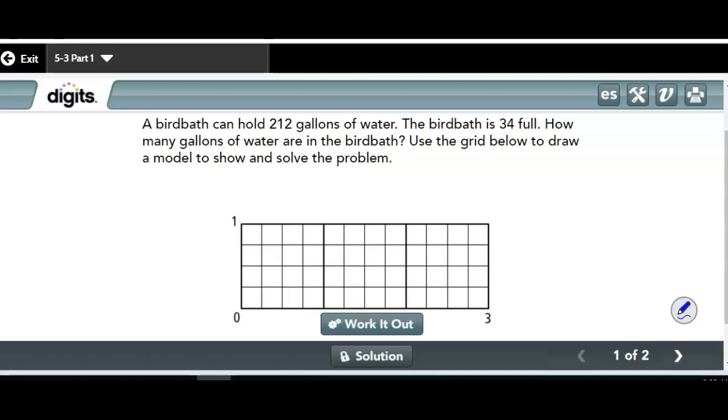Right. Part 1. It says a bird bath can hold, that's supposed to be 2.5 gallons of water. The bird bath is 3/4 gallons full. How many gallons of water are in the bird bath? Use the grid below to draw a model to show and solve the problem. What's different on your paper than mine up here? These numbers are missing on your paper, so please fill those in.